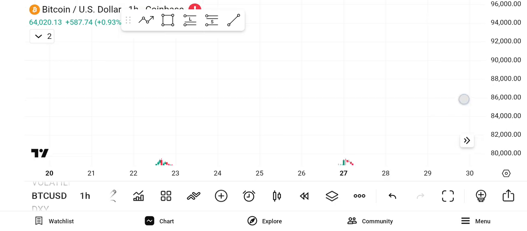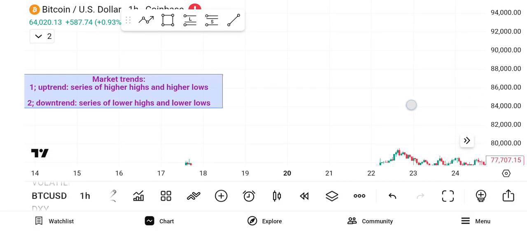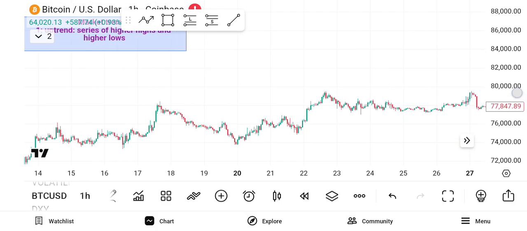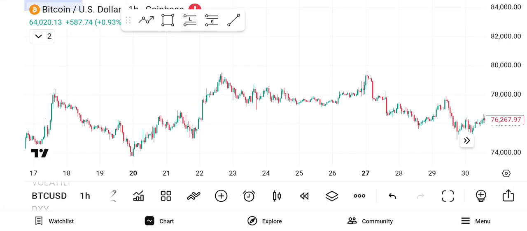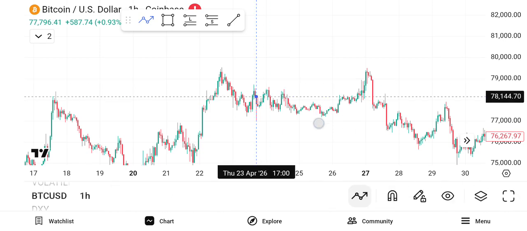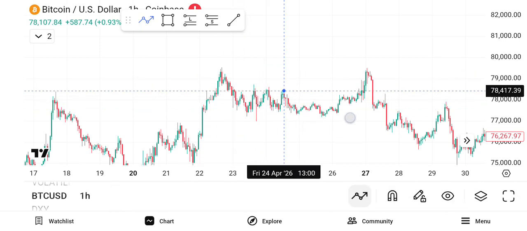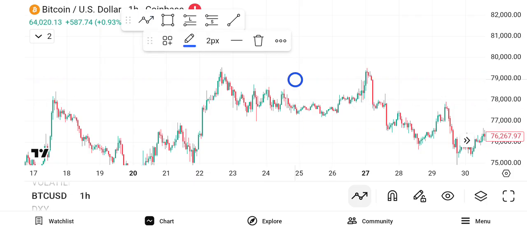So for today we are going to talk about market trends. Now, literally market trends is just where price is moving at that moment, the direction of the market. Is it going left? Is it going right? Is it going up? Is it going down? That's just what it is. You see, so that's just simply market trends.